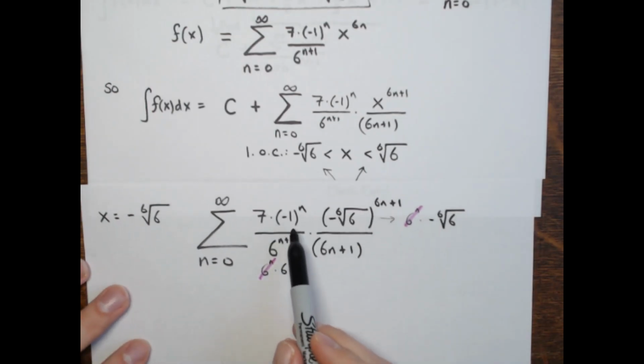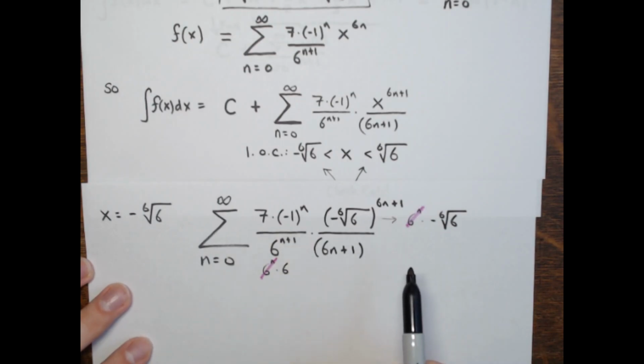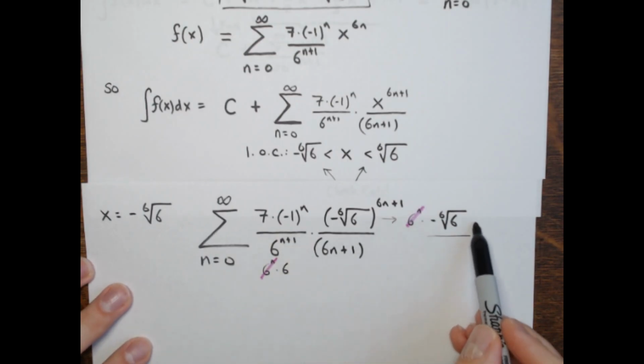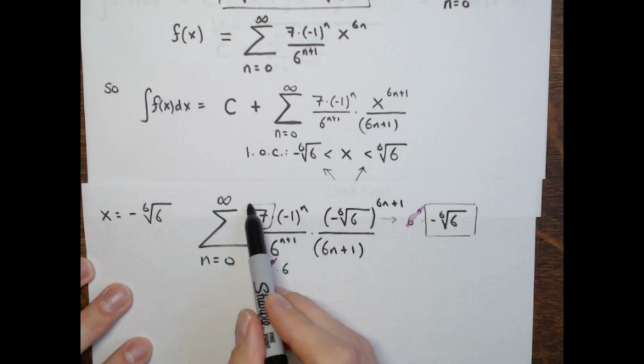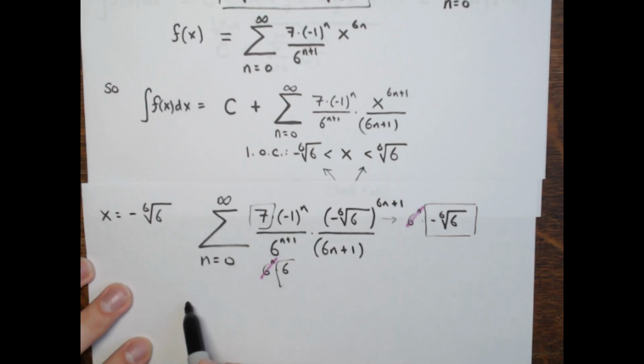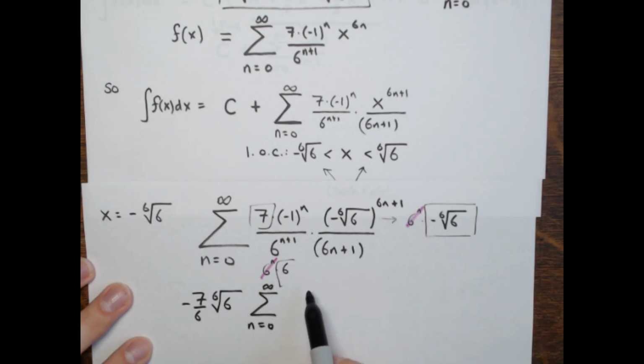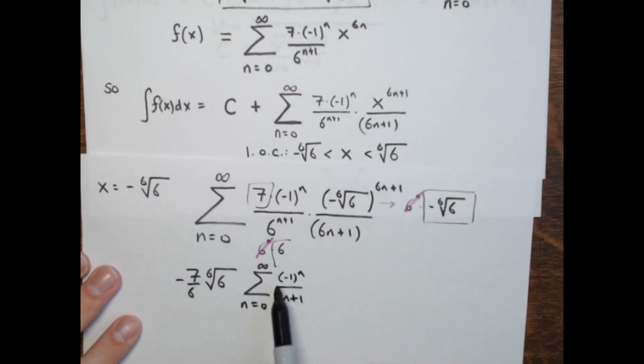And so we're actually getting a convergent alternating series. You see, the 7 is a constant, the 6 is a constant. I could pull that out. You'd have 7/6 times negative 6th root of 6, that comes out. Sum from n equals 0 to infinity of negative 1 to the nth over 6n plus 1. This is an alternating series, right? You've got negative 1 to the nth there, so it's plus minus plus minus plus minus.